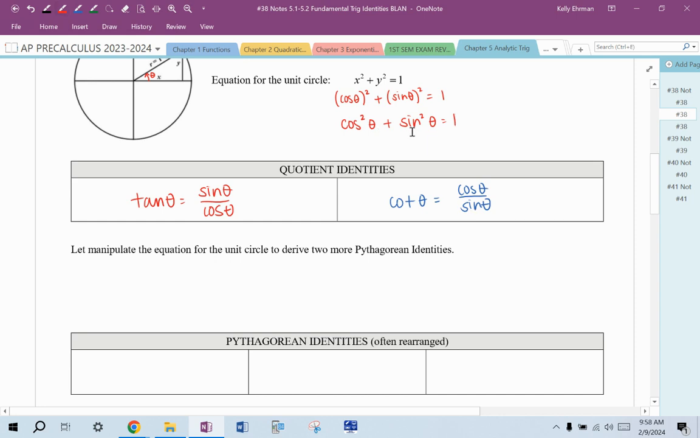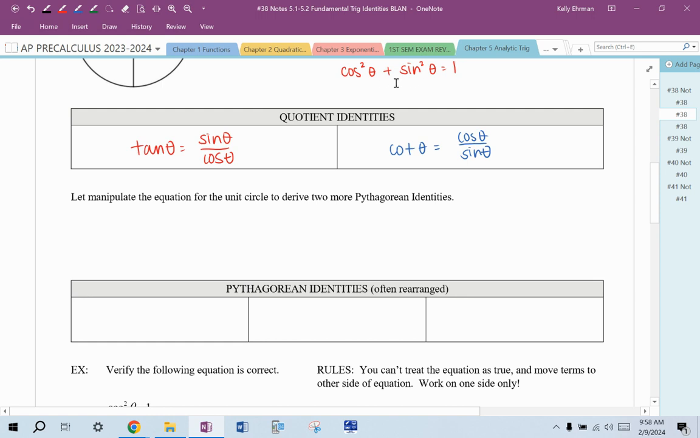You could see it in that order, but you'll most often see it as sine squared theta plus cosine squared theta. I'm not sure why the order is reversed when we learn about this, but these are equivalent. So that's our first Pythagorean identity. And there are two others. Let's manipulate that equation a little bit to get two other common Pythagorean identities.